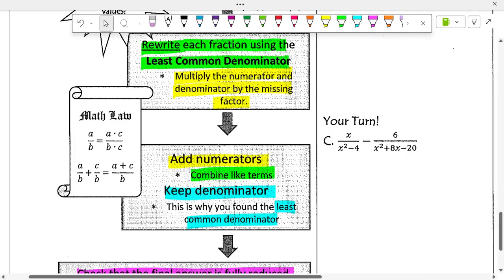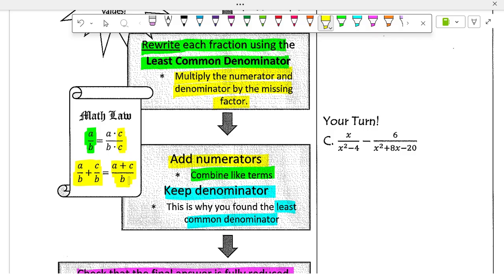Now, something to note. If you have A over B, you can multiply A and B by C over C, because you're basically just multiplying by 1. If you have two fractions with the same denominator, you can combine them into one fraction, but you're just adding the two numerators. That's the other math law.